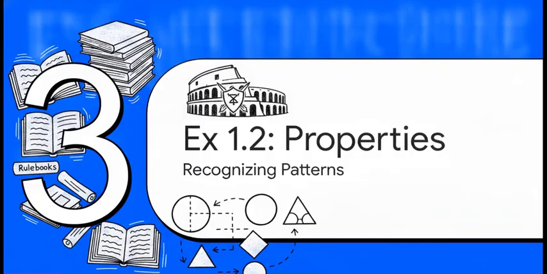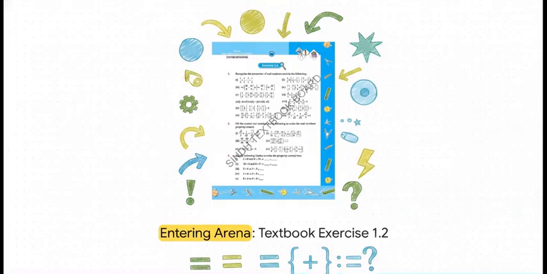Theory time is over. Let's jump right into Section 3, Exercise 1.2, Recognizing Properties. It is time to step into the arena. We're going to systematically conquer Exercise 1.2, starting with Question 1, which challenges us to figure out the specific property being used in 12 different equations.